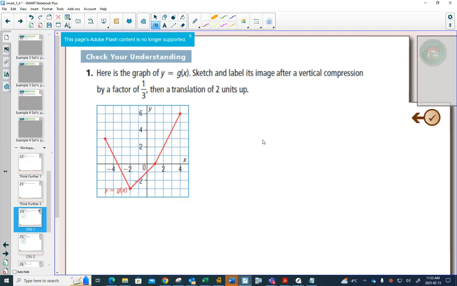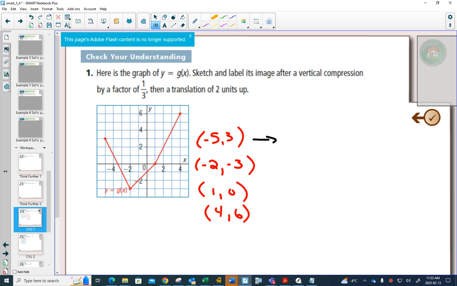So here's the graph. We have a compression and a translation, so we'll do the two sets of arrows. I'll label these 4 points here. So I have (-5, 3), (-2, -3), (1, 0), and (4, 6). Draw arrows for my stretches. Draw arrows for my translations.